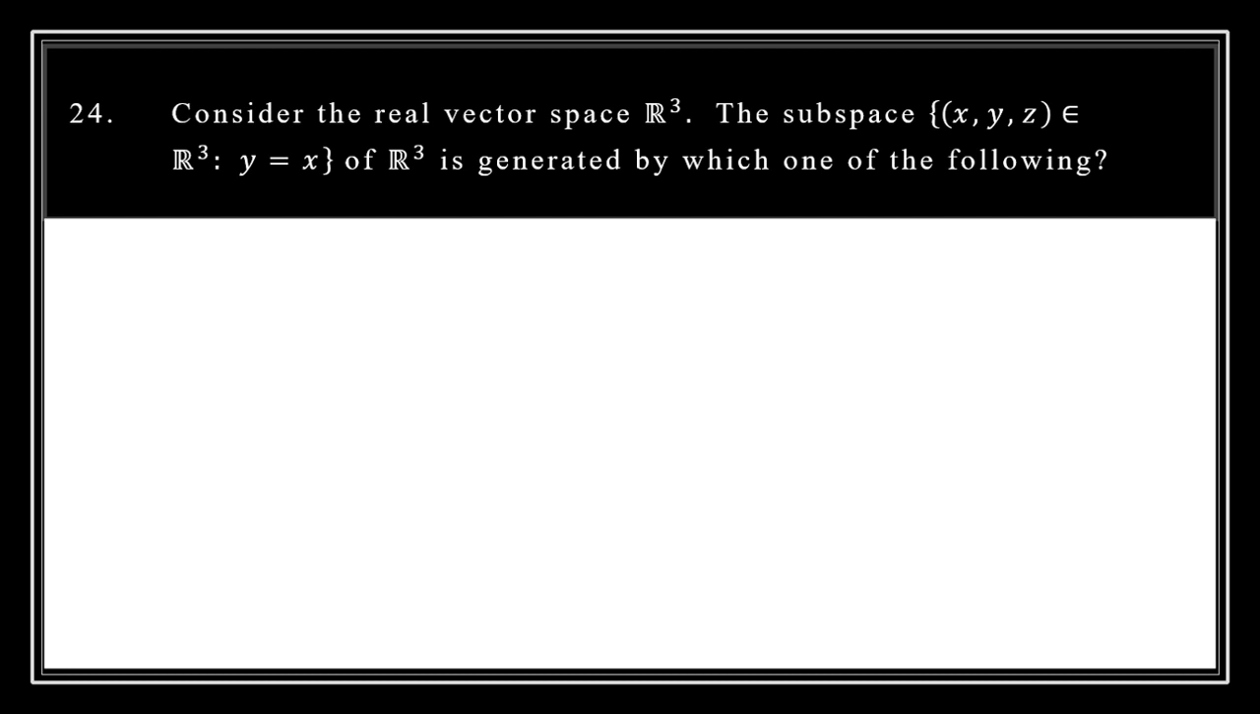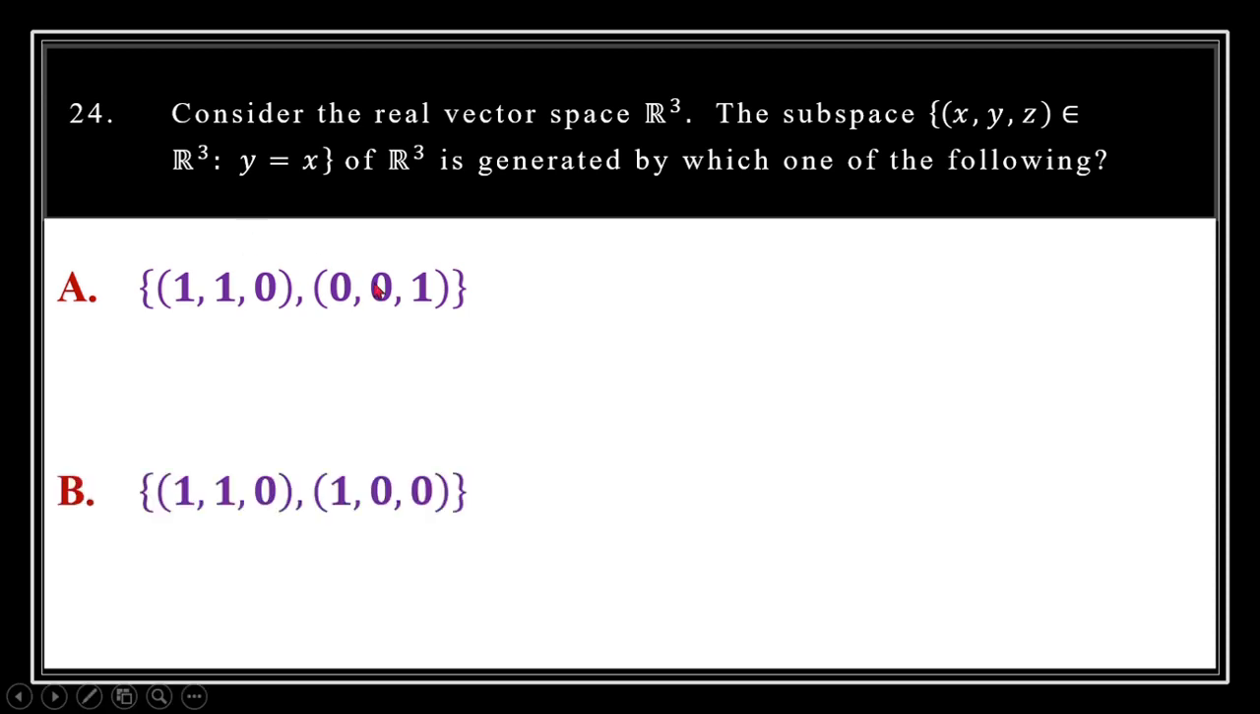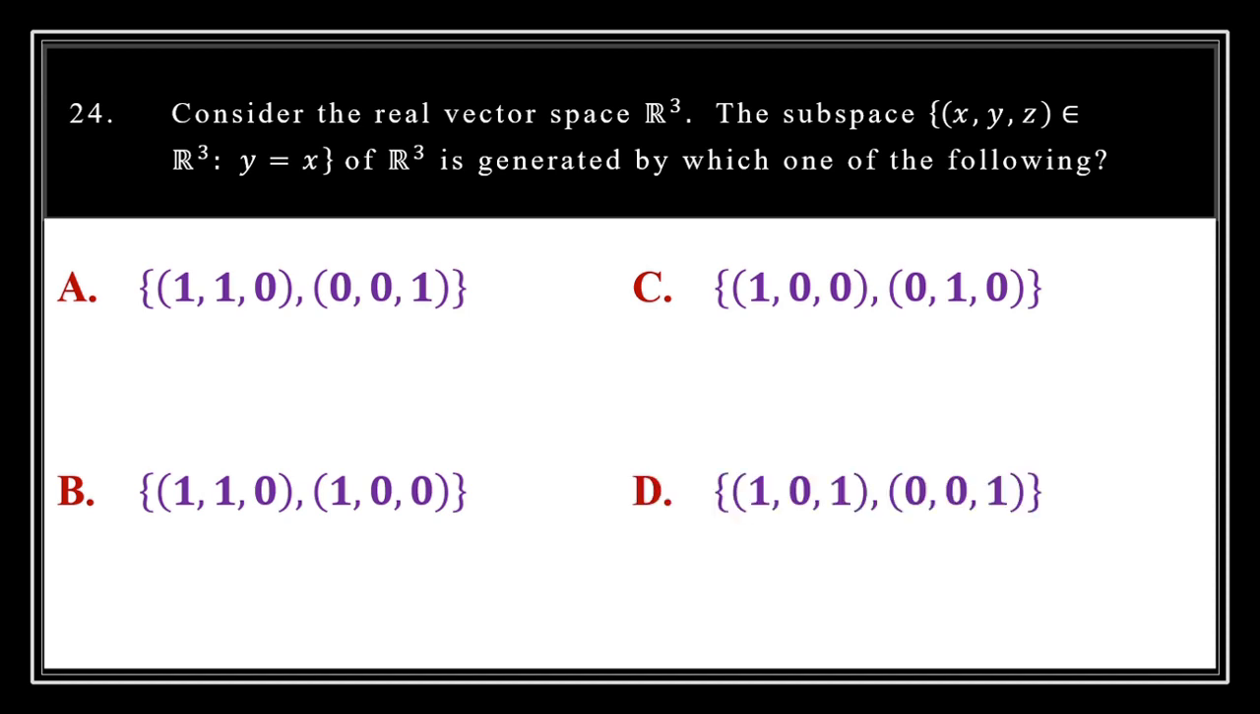Question 24. Consider the real vector space R3. The subspace, the set of all (x, y, z) belonging to R3 where y is equal to x, of R3 is generated by which of the following sets? A, the set of vectors (1, 1, 0), (0, 0, 1). B, the set of vectors (1, 1, 0), (1, 0, 0). C, the set of vectors (1, 0, 0), (0, 1, 0). D, the set of vectors (1, 0, 1), (0, 0, 1).